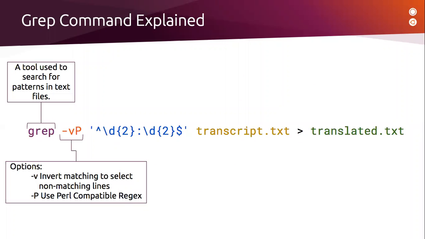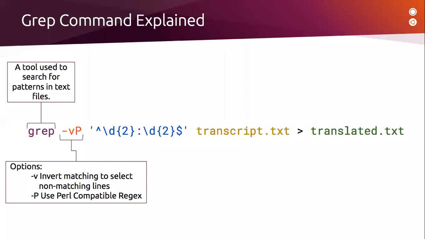I'm passing some options to grep, and these are super important. The -v inverts our match. So normally grep shows you all of the text that matches your pattern. But in this case, we're asking grep to show us all of the text that does not match our pattern. The second parameter is just using Perl compatible regular expressions.